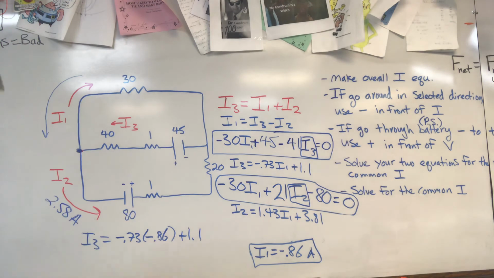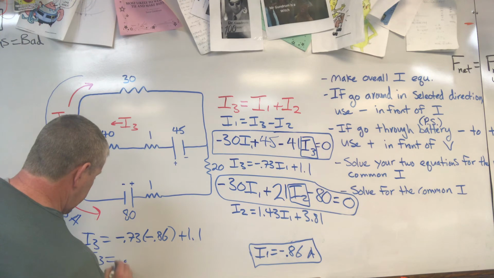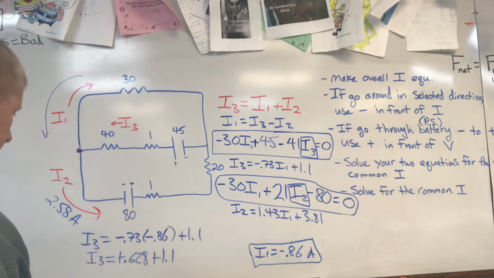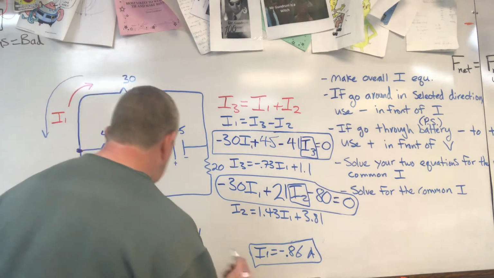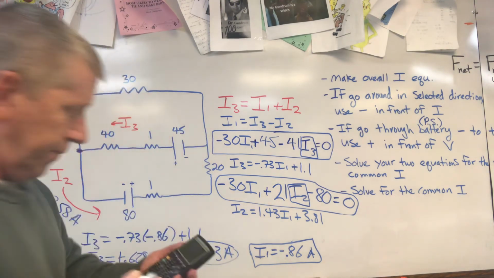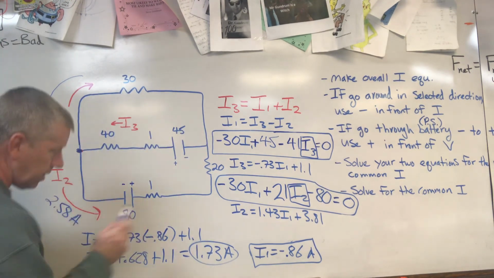So negative 0.73 times negative 0.86 equals positive 0.628. So positive 0.628 plus 1.1 is going to be 1.728, or 1.73 amps. Positive, which means the direction that I originally selected, going to the left, is the correct direction.